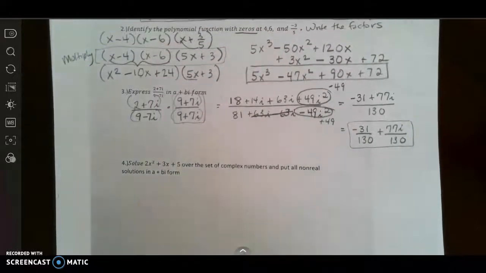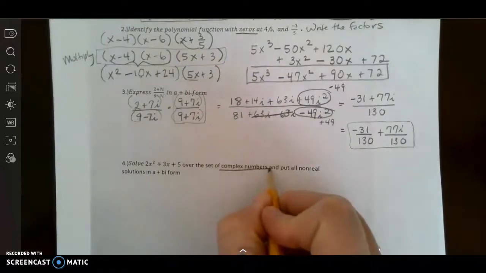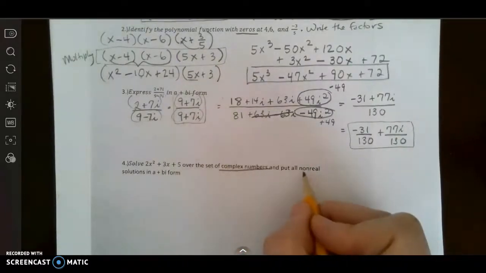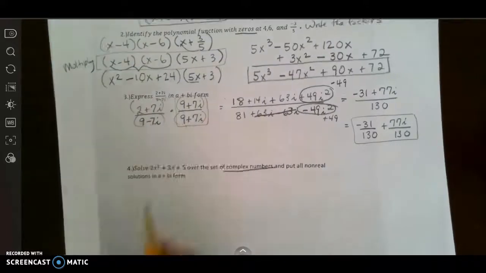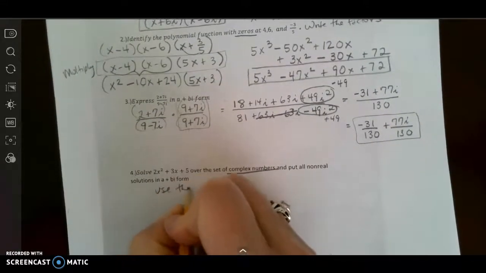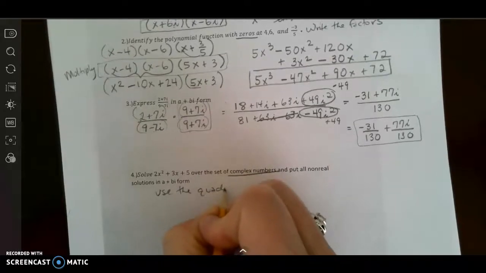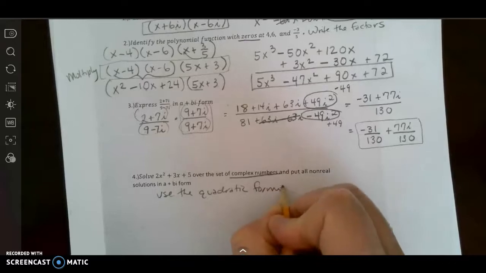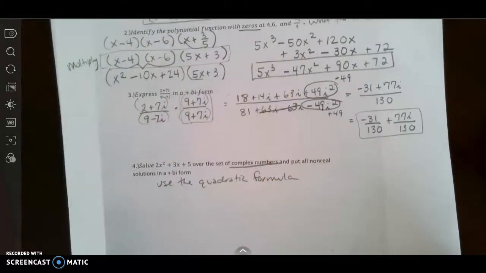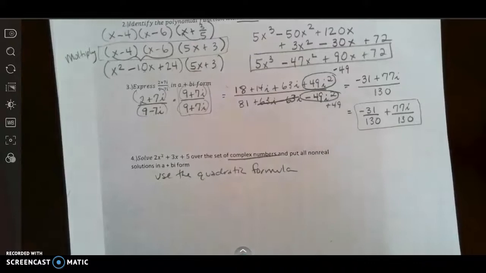Number 4 asks me to solve this quadratic over the set of complex numbers and put all non-real solutions in a plus bi form. So this is telling me to use the quadratic formula. It's not going to be able to be factored. It's not going to be able to find the zeros on the graph. You're going to need to use the quadratic formula.